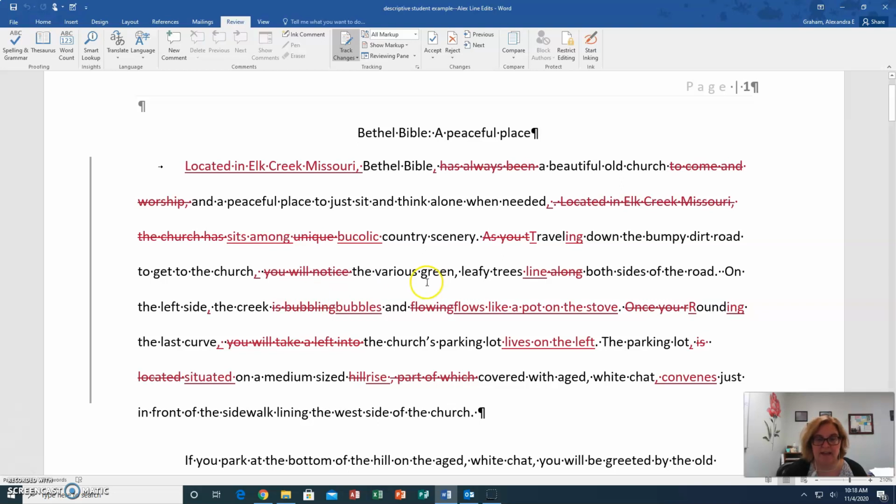And then I've added in a little bit of a metaphor, or in this case, a simile actually: like a pot on the stove. I take out my "you." I revise this and make it a little better. I didn't want to say "sits" again because I already had it up here. So I chose "convenes" because I used my thesaurus, and I love my thesaurus. So this is what we did in class.